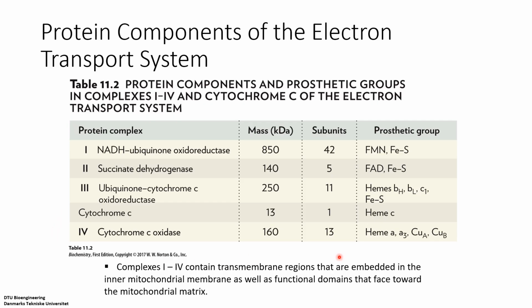You can also see here the number of subunits and the prosthetic groups. That's what we discussed earlier: these are groups that are covalently bound to the protein complex. There is the FMN domain, the flavin mononucleotide, and the FAD. There are hemes, and there are some iron complexes, with different heme complexes and different iron complexes involved in this.